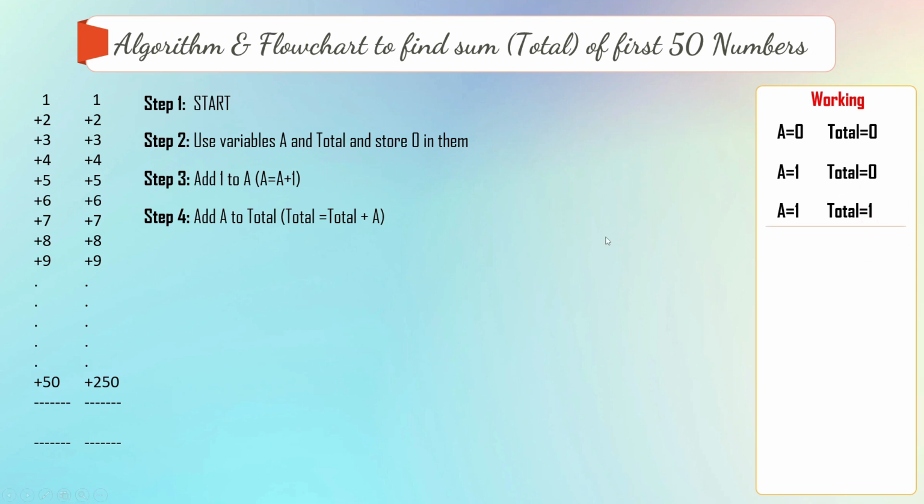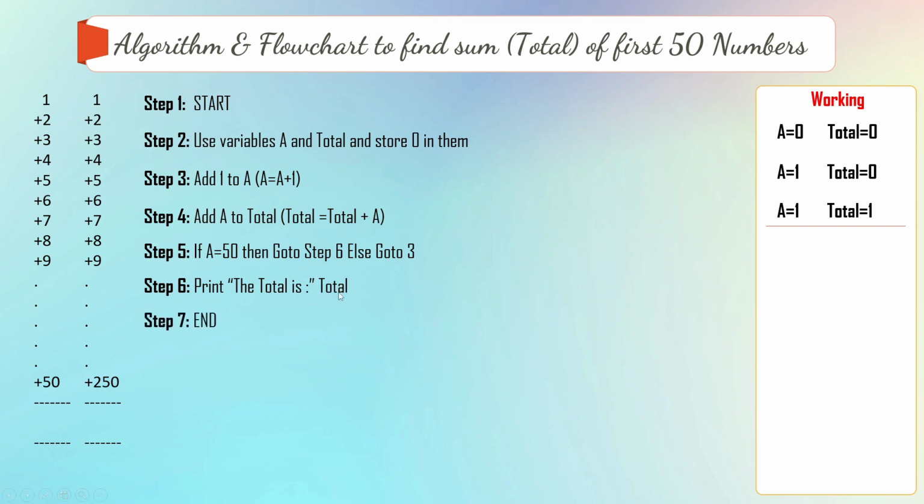Then next step, what we will do is we'll check if A is equal to 50. See, we are doing an algorithm for this sequence up to 50. So we will check if A is equal to 50. If A is 50, then go to step 6. There will be a step 6. And that step 6 will be print the total. That means we have got our 50 numbers and we are printing the total, which is in the total variable. And then we will end the program.